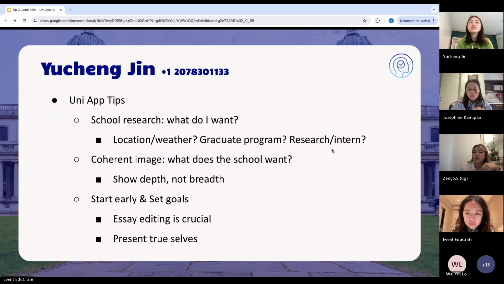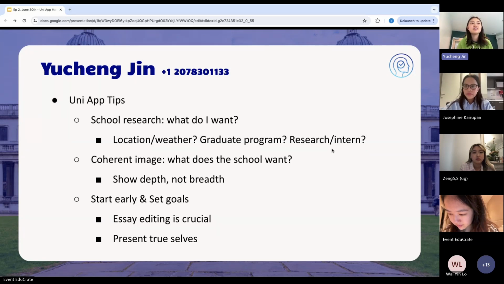When I did uni application, it felt kind of distant. I was unable to imagine my uni life here. But then coming to the US and having spent a year here, I know how those factors actually could influence my day-to-day life. It is definitely a place that you will spend 4 years in.